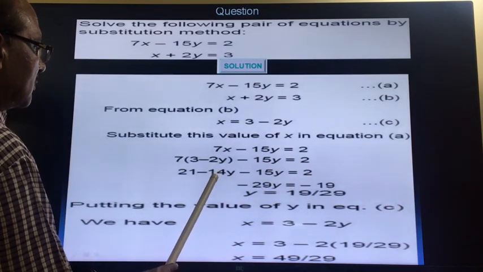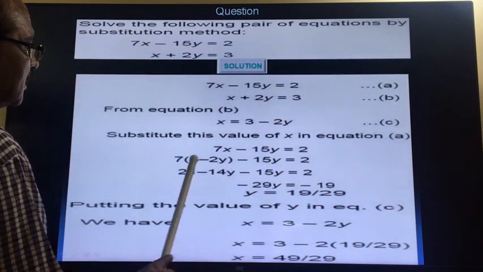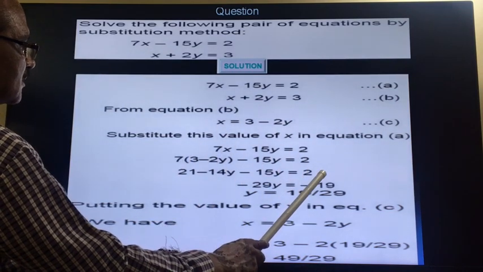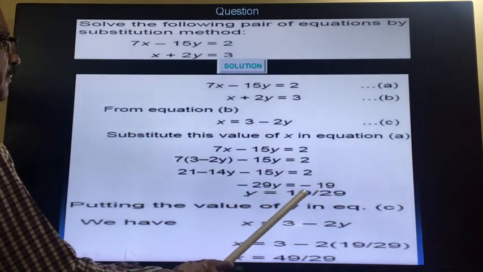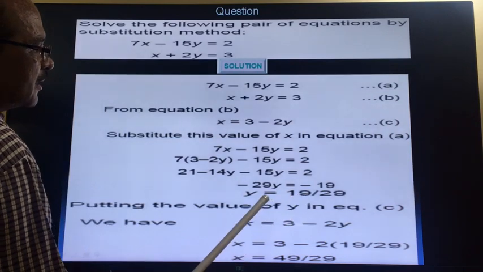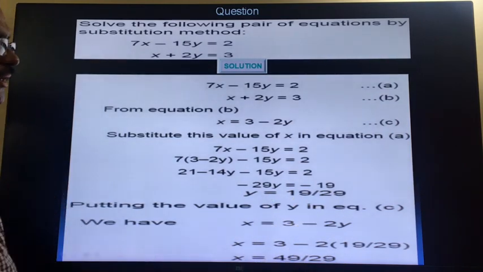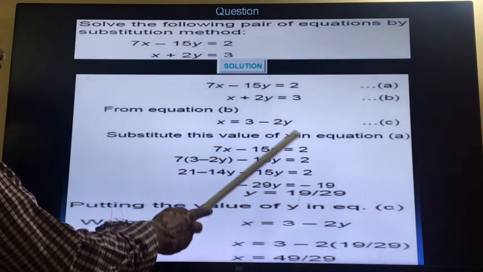So minus 14y minus 15y, that is minus 29y, is equal to 2, and this 21 will go to that side, so minus 21, so we will get minus 19. So y is equal to minus 19 upon minus 29, and minus minus cancel, so we will get y is equal to 19 upon 29.